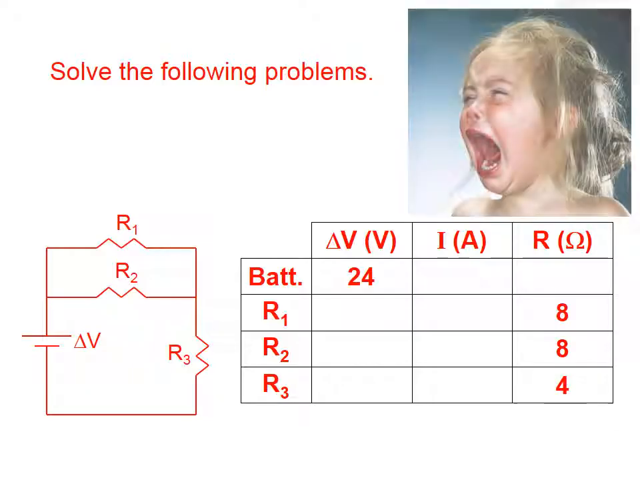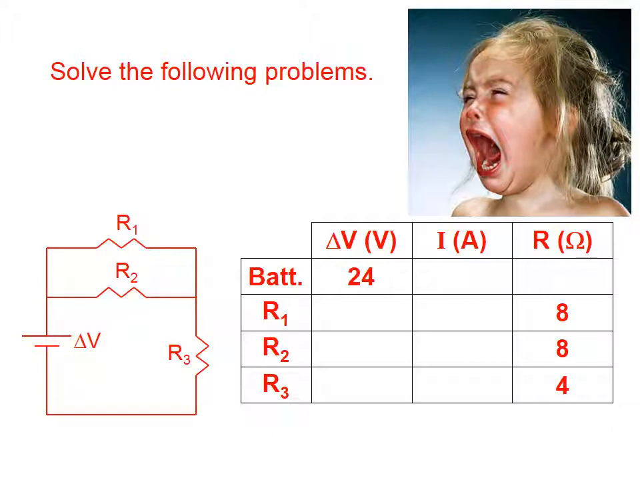So let's try solving these problems. Now, you might feel like this child up here, because if you look at this schematic diagram, you can see that we have parallel elements, but then those parallel elements are in series with resistor number 3. So we have to use the right rule at the right time. We're given that this is a 24 volt battery, and we're given the resistances for the resistors.